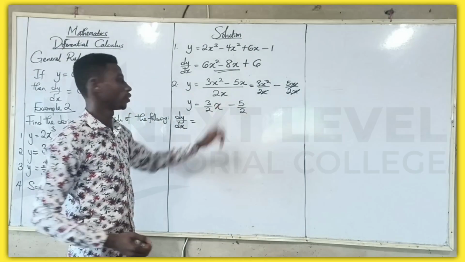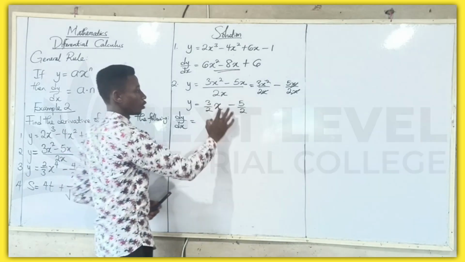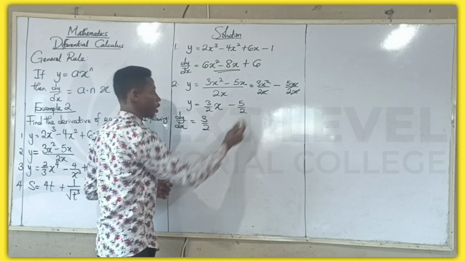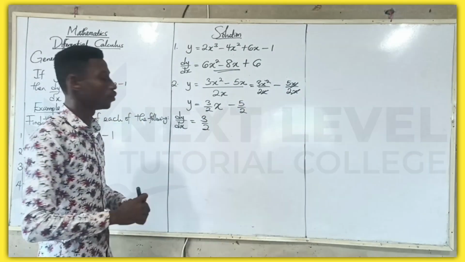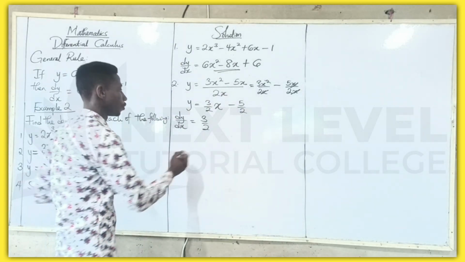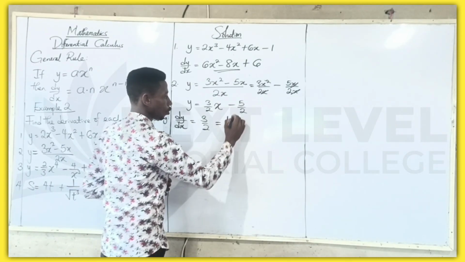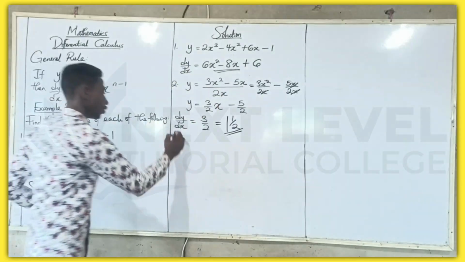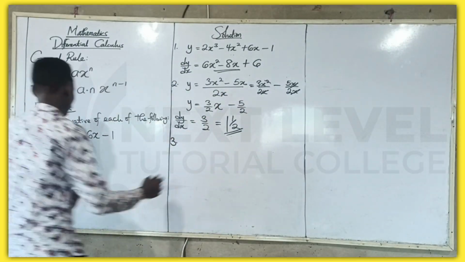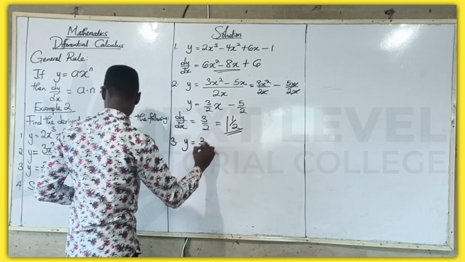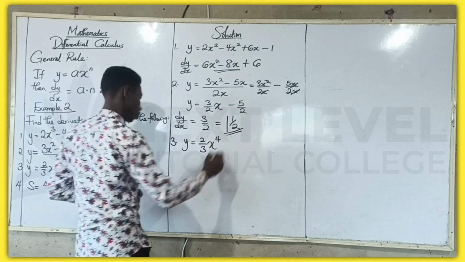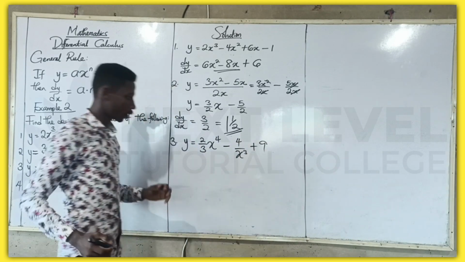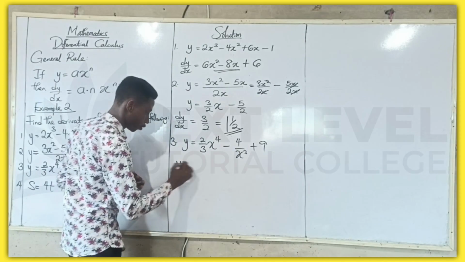The power of x here is 1. If you differentiate 3 over 2 x, since it is just 3 over 2 direct quotient, our answer will be 3 over 2. Differentiating 5 over 2 will give you 0, since it's a constant, there is no variable. That is the answer to this question. Number 3, we have y equals 2 over 3 x to the power 4 minus 4 over x cubed plus 9. Now for this one, we'll just start right away.